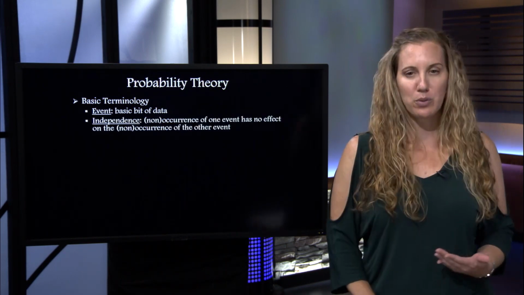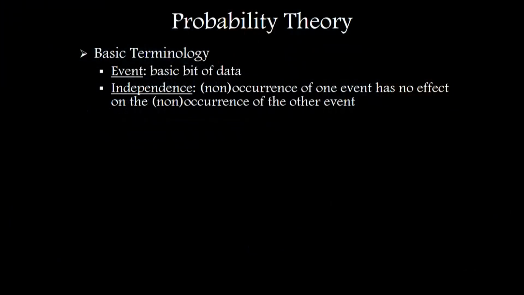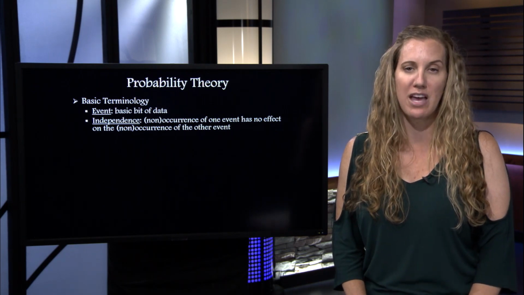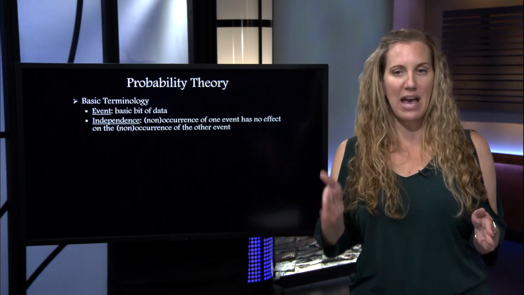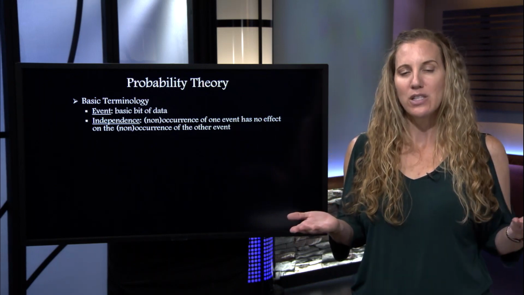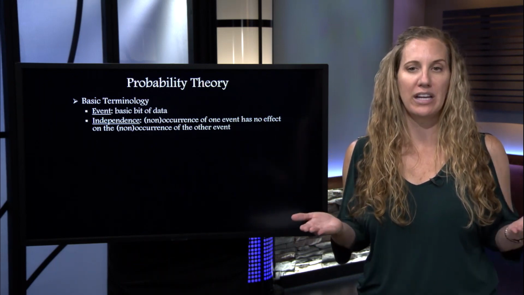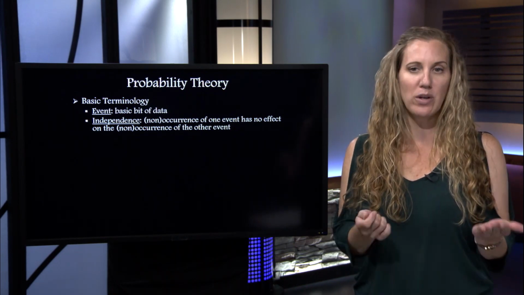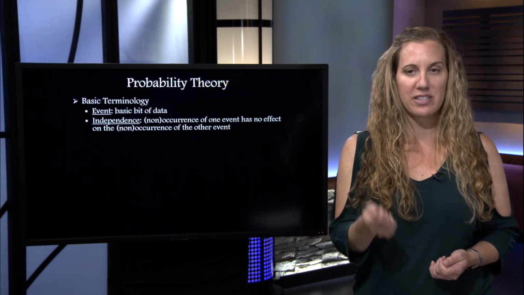Another term that is important to understand is independence. Independence means that the occurrence or the non-occurrence of one event has no effect on the occurrence or the non-occurrence of another event. Much of probability theory actually assumes independence of events, that one event has no impact on another event. If I flip a coin one time and I get a head, does that head have any impact whatsoever on what I'm going to flip the second time I flip the coin?